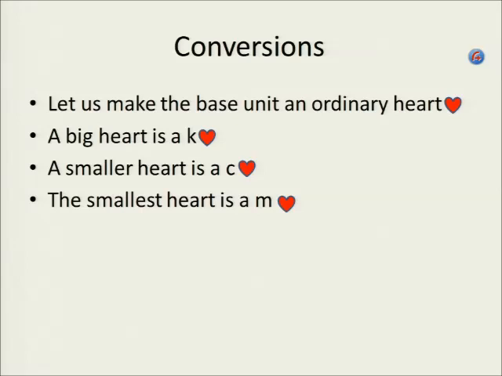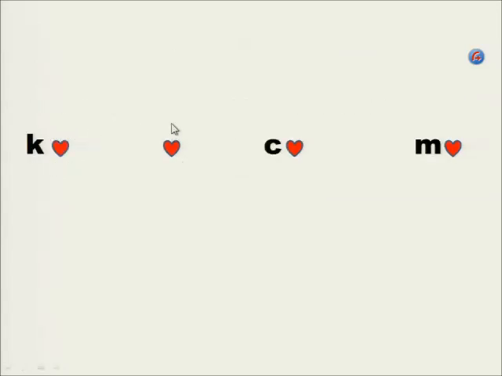Let us discuss now how we are actually going to do the conversions. Now, if we are converting in the metric system, you are going to have to convert from memory. So what I'm going to tell you at the end of the day about conversion factors, you are going to have to remember that. Now, let us say for now, we make our base unit a heart, an ordinary heart. If you have an extremely big heart, you will express it as a kilo heart. A smaller heart can be expressed as a centiheart, and a smallest heart will be a milliheart. We have the kilo, the heart, the centiheart, and the milliheart.